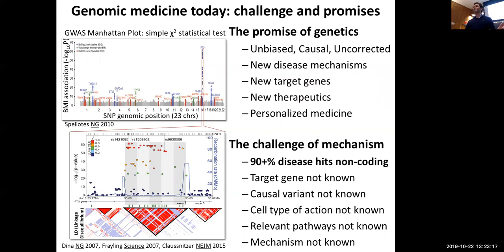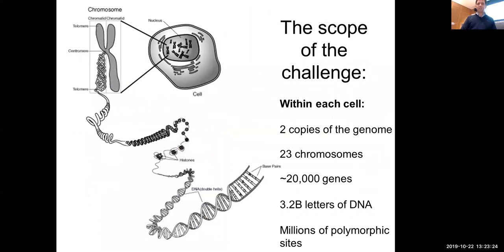Who's excited? Awesome, no pressure. But you know, there's 120,000 variants that you need to understand systematically. So that's the scope of the challenge.